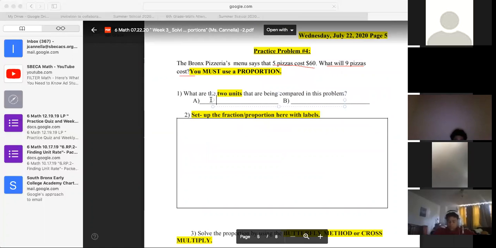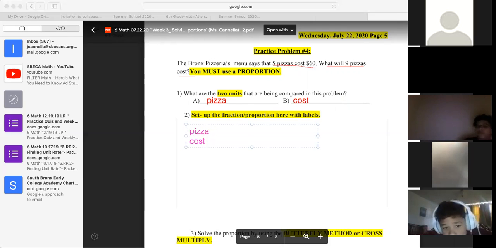Let's go. What are the 2 units that are being compared in this problem? Pizzas and cost. Good. What do my fractions look like? How do I set this up now, Lorenzo Cruz? I need help with that. No, you don't. What are the 2 units we're comparing? Pizza to what? You just said it. Oh, pizza and cost. Right. So that's how you set the fraction up. You just already answered your own question.